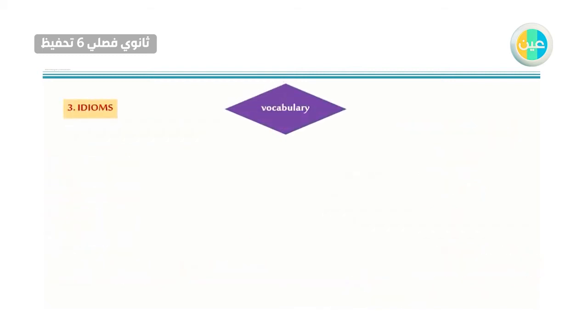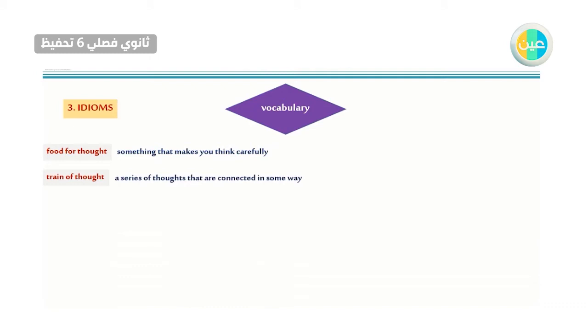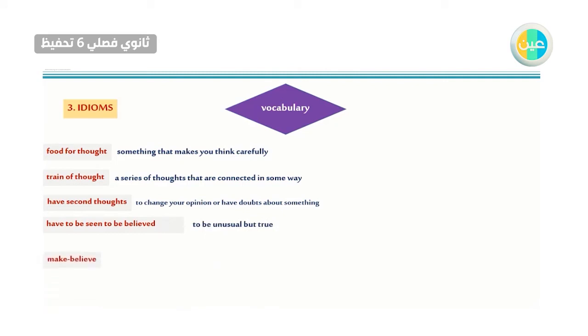The third part in vocabulary is about idioms. As you know, idioms are a group of words that has a special meaning that is different from the ordinary meaning of each separate word. So don't take the meaning literally word by word. For example, food for thought means something that makes you think carefully. Train of thought, a series of thoughts that are connected in some way. Have second thoughts means to change your opinion or have doubt about something. Has to be seen to be believed means to be unusual but true.